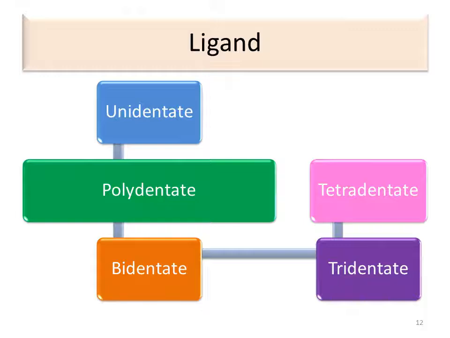Another classification of the ligand is the point of attachment between the ligand and the central metal ion. So if the ligand is attached at one point with the central metal ion, it is called unidentate. If it is attached with more than one point, then it's called polydentate. Then the polydentate is subclassified into bidentate, tridentate, tetradentate, depending on the number of points of attachment with the central metal ion.